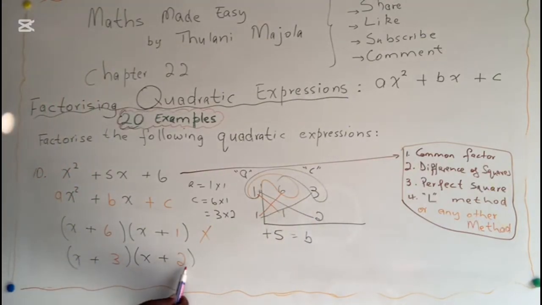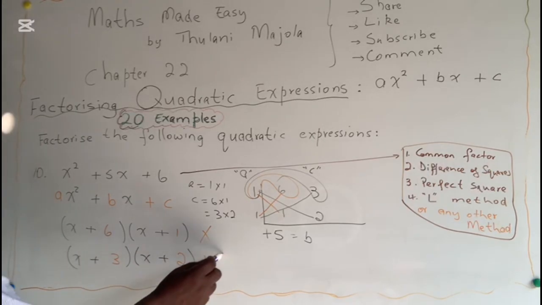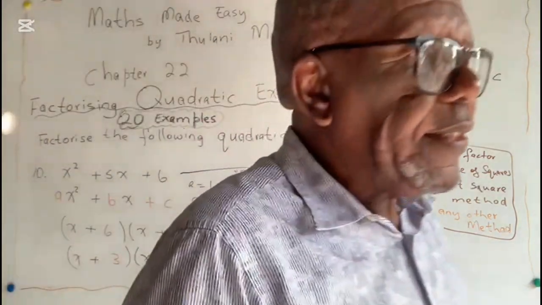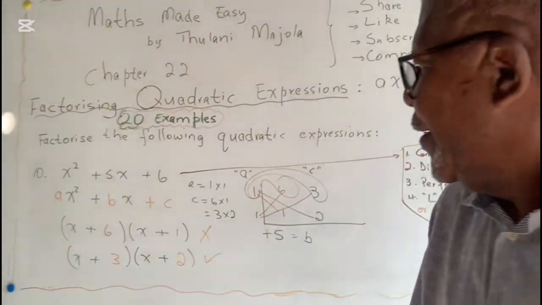Because when you multiply that, x times 2, you get 2x. 3 times x, you get 3x, and then you add to get 5x. So this is the correct answer. So that's the AND method.